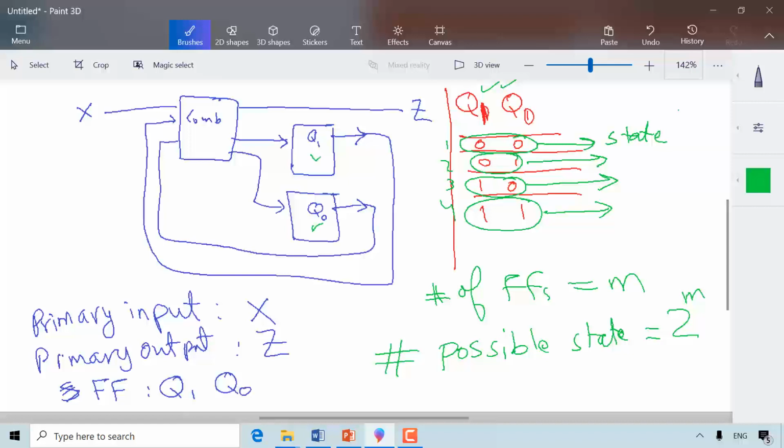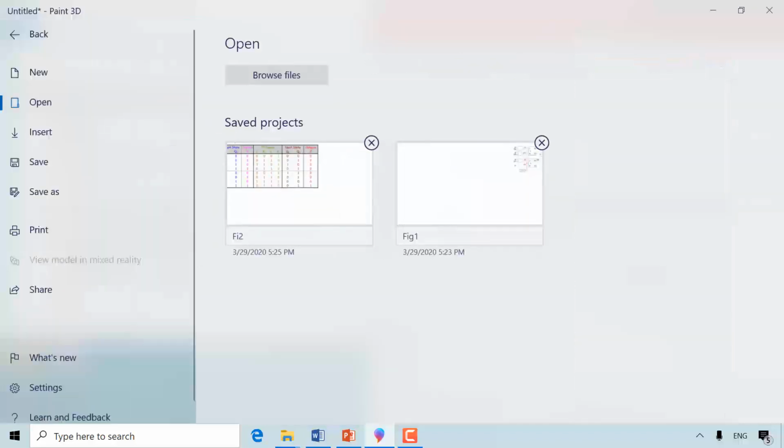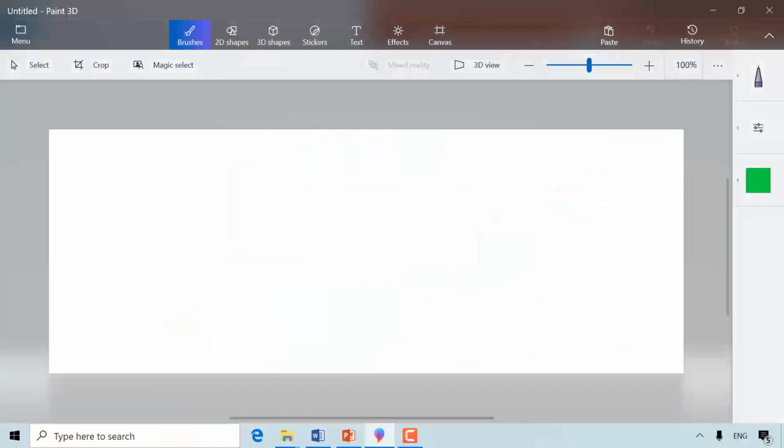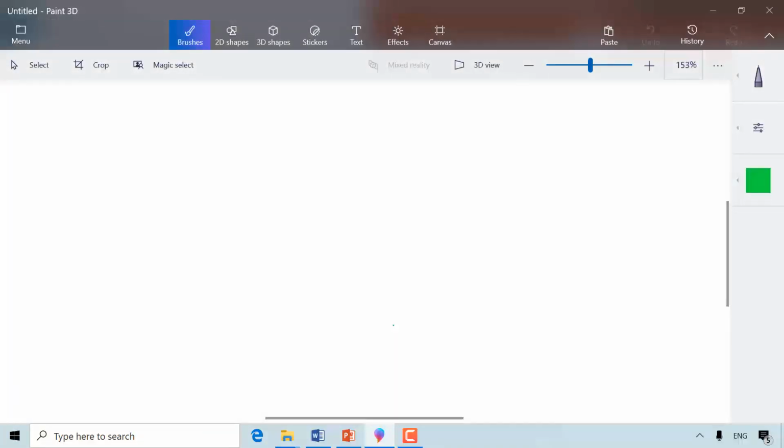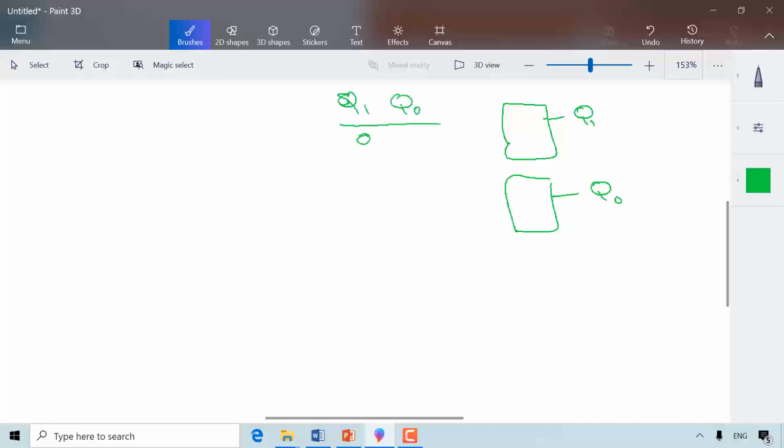Okay, so now then what? How can I describe this circuit? To describe a sequential circuit, we need to describe it in terms of a state diagram. So you will see that this is my Q1 and this is my Q0. Since I have two flip-flops, as I indicated earlier, how many states do I have? 00, 01, 10, 11.